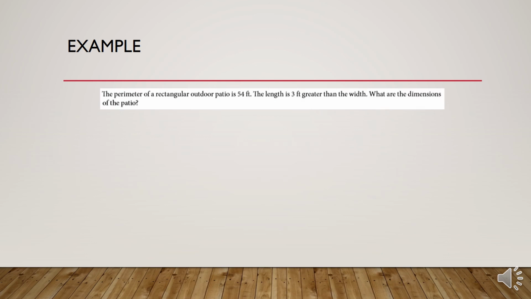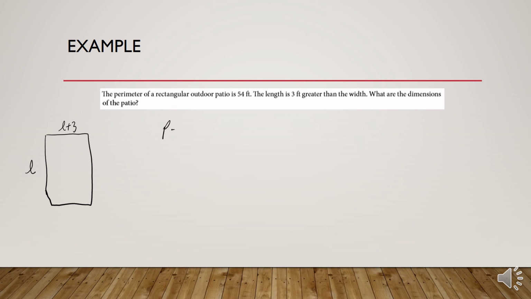In our next example, we're going to look at the perimeter of a rectangular outdoor patio. So I have this patio. I want to know the dimensions. In this patio, I know that one of them is the length and one of them is the width. But what I do know is that the length is 3 feet greater than the width. So I can label these as one of them is L and one of them is L plus 3. It doesn't matter which one you label the length and which one you label the width. The important thing is that one of them is 3 more than the other. What are the dimensions of the patio?